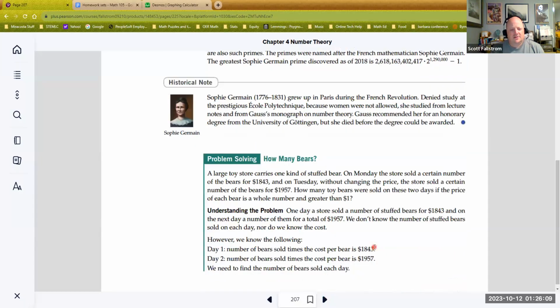I don't see anything else here theorem-wise, so I'm going to call it good from here.